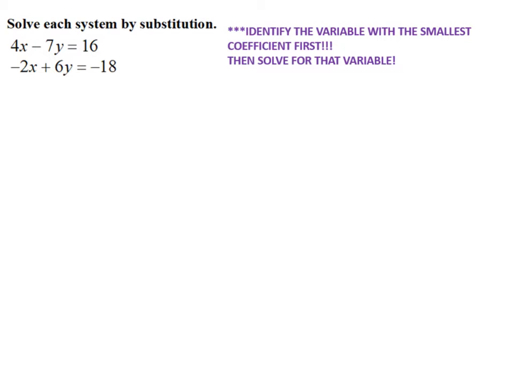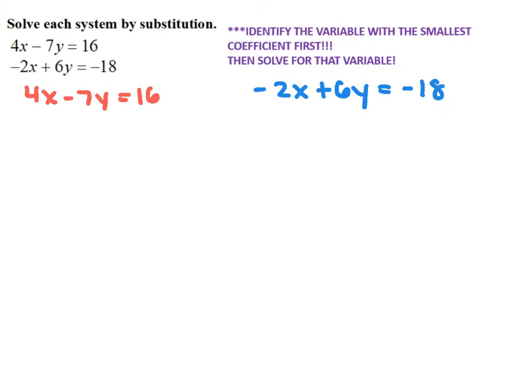In this example, our two equations are 4x minus 7y equals 16 and negative 2x plus 6y equals negative 18. Now again, the first thing we need to do is identify the variable with the smallest coefficient and solve for that variable. So in this case, the variable with the smallest coefficient is the negative 2x.